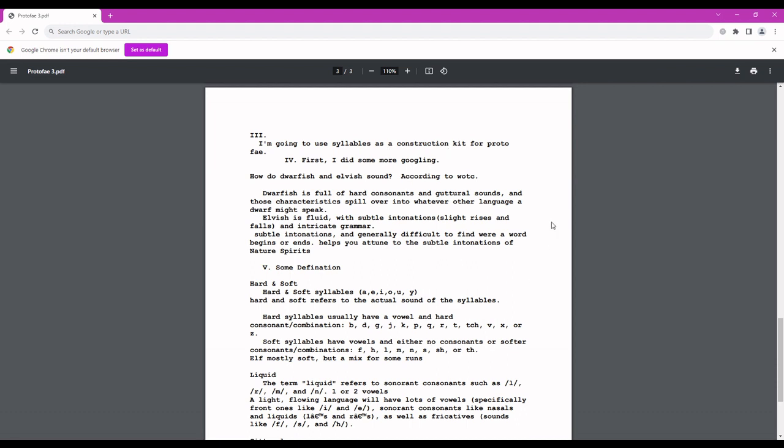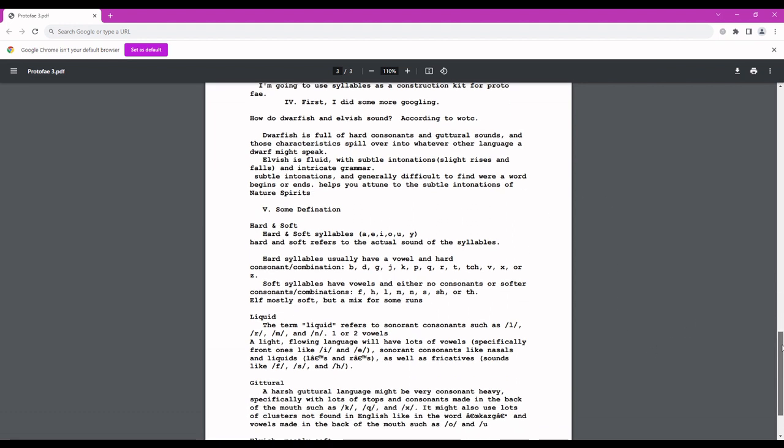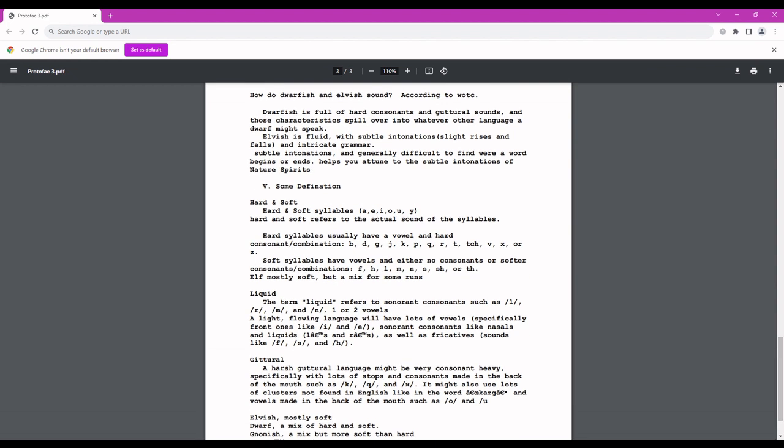I also looked up liquid, and I got that one. The term refers to sonorant consonants. Now I don't know what that means, but L, R, M, and H with one or two vowels. So now I know liquid, I know hard, and I know soft. I also found light flowing, and apparently that is kind of complicated, but it's basically lots of vowels, specifically with front ones like I and E, and then sonorant consonants. So again, liquid and soft and flowing, that's starting to come together.